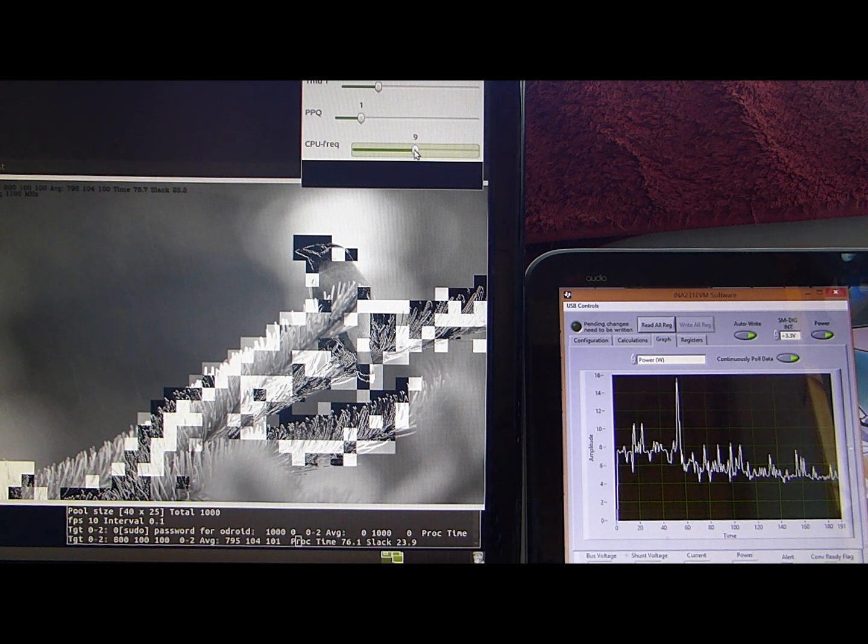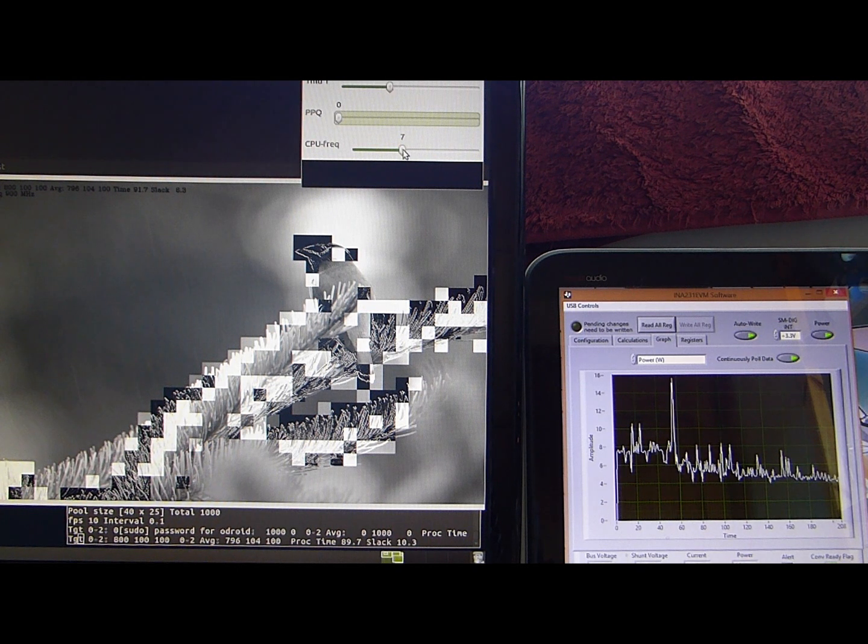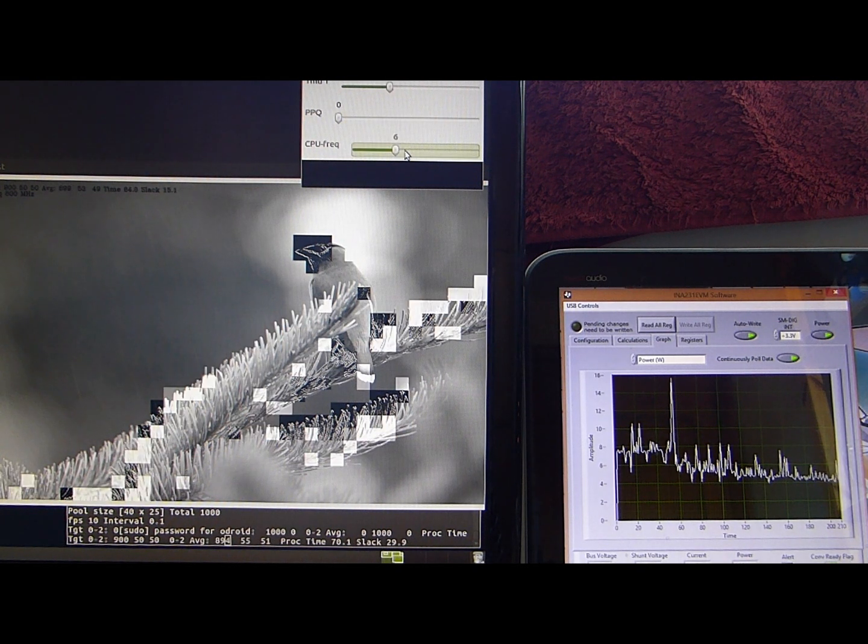We can drop the frequency now to 900 megahertz, and the power has dropped even further to about 4.5 watts. And then obviously PPQ0, there's the opportunity for this image to get down to about 700 megahertz, and still staying slightly positive, and the power has dropped to 4.3 watts, and that's power saving with slack time.